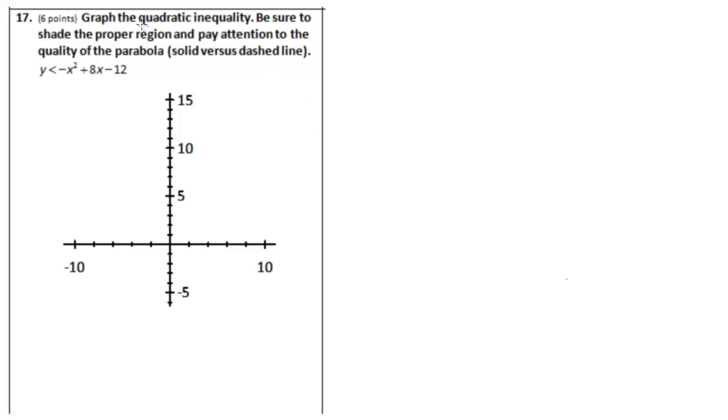We need to graph the quadratic inequality. Inequality means that we're going to have to be shading. Notice it's less than. So when we graph this parabola, it'll be a dotted line. Now, where to place that parabola?